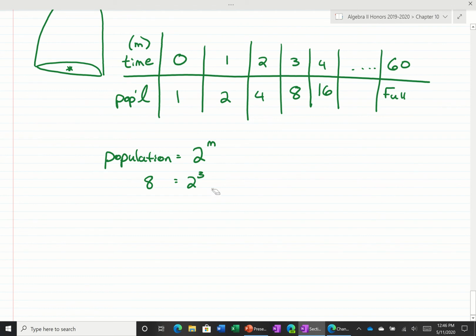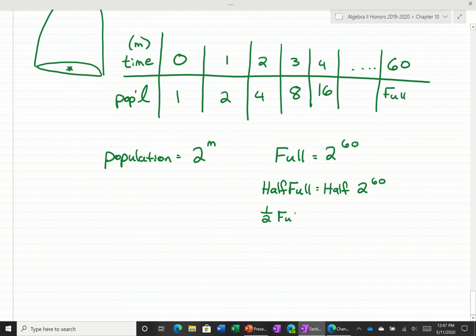But the question's asking us, it's full at 2 to the 60th after an hour. When is it half full? Well, the half full population would be half of 2 to the 60th, right? Or another way to say this is when the population is half full, that is 1/2 of 2 to the 60th. And we want to know after how many minutes does that happen.